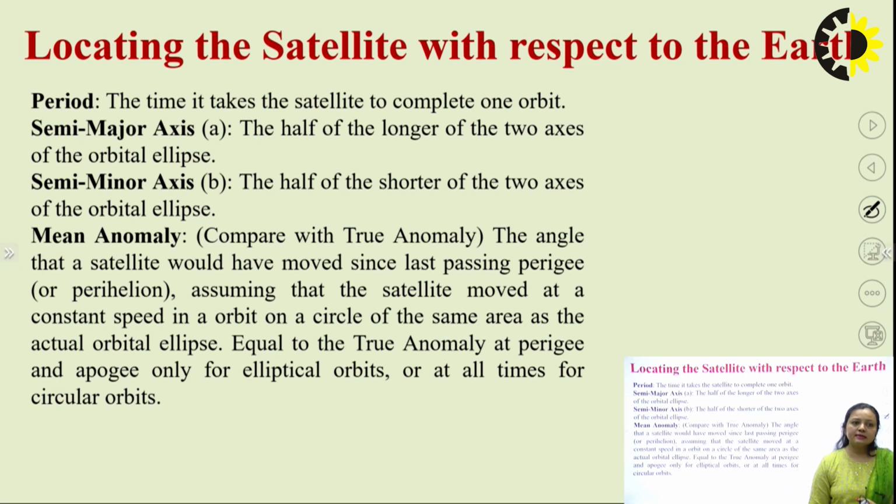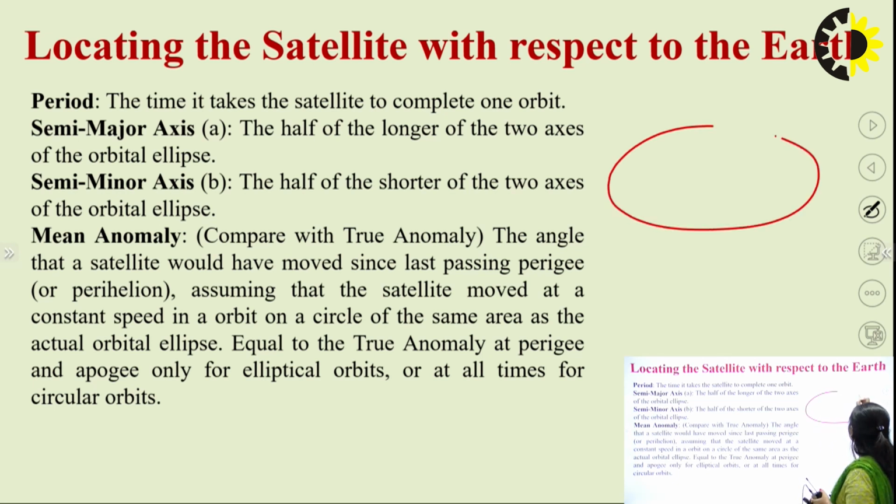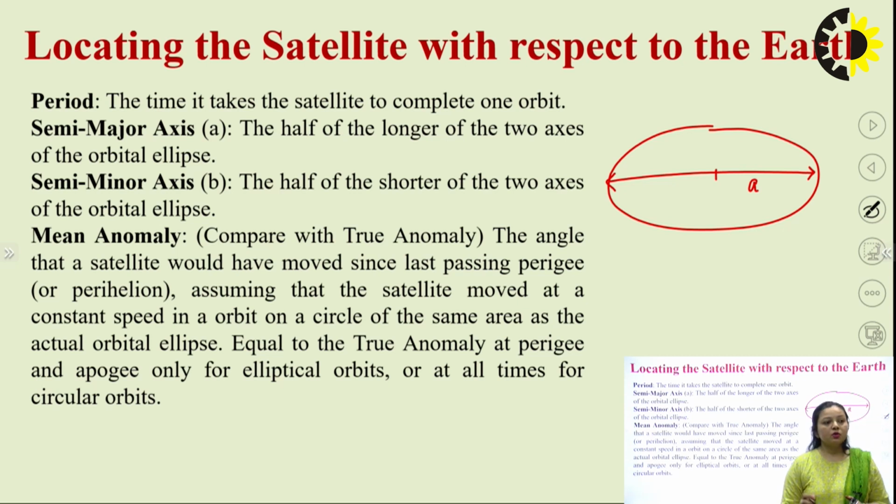Then there is the semi-major axis. It is half of the longer of the two axes of the orbital ellipse. So, I have an ellipse. If I say this is my major axis, the longest distance, then half of this will be called the semi-major axis. Now, the semi-minor axis. Before the semi-minor axis, you need to know the minor axis. The shortest distance in the ellipse we call the minor axis. Half of this will be called the semi-minor axis, which is denoted by b.